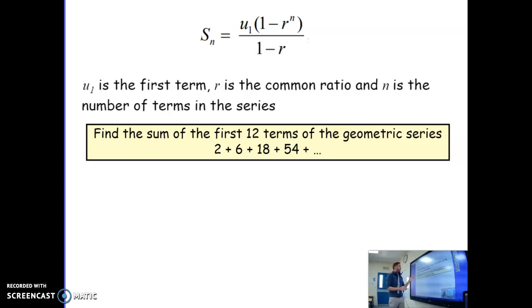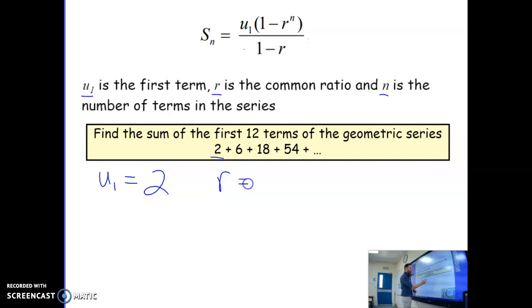So, find the sum of the first 12 terms of the geometric series 2 plus 6 plus 18 plus 54. Right, what we're going to want is to find U1, we're going to want to find r, and we're going to want to know n. Then we can put these numbers into that formula, and we should get an answer. So, the first term, it's 2. We're doing pretty well.